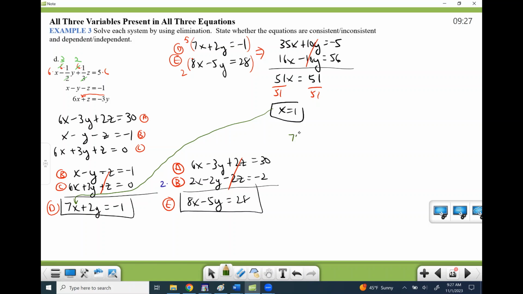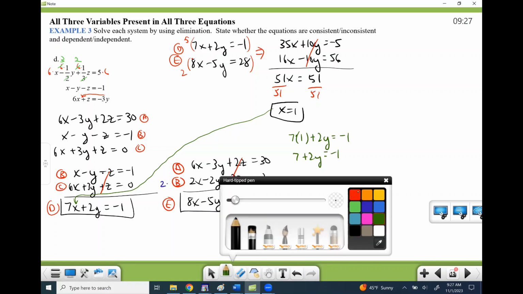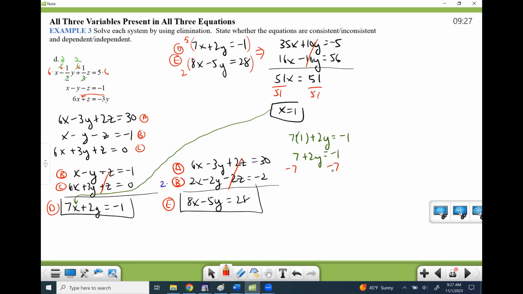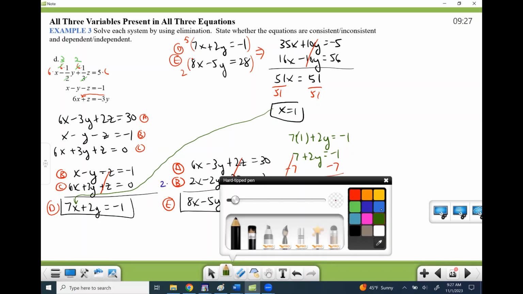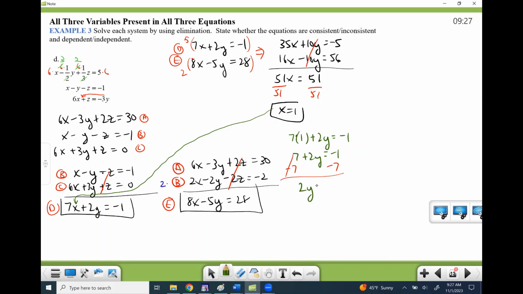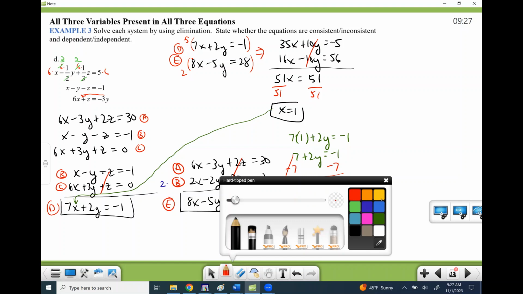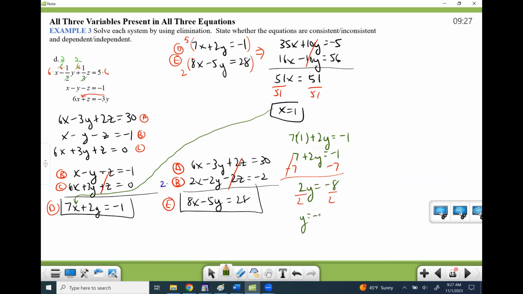So I've got 7 times 1 plus 2y equals -1. So 7 plus 2y equals -1. We'll go ahead and subtract 7 from both sides. And then divide by 2. -8 divided by 2 is -4. And now that we have the x and the y, we're going to go back and get the z.